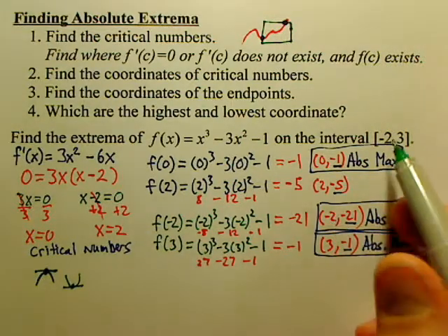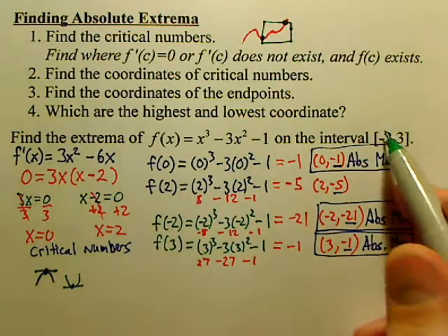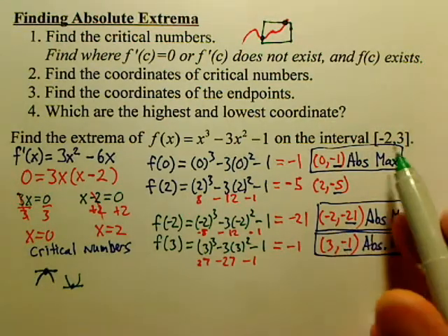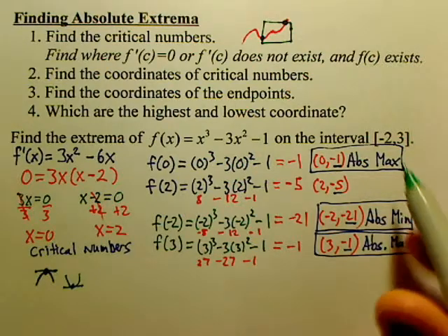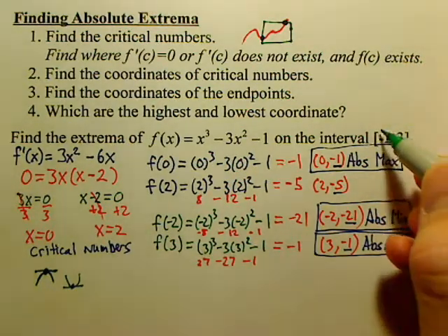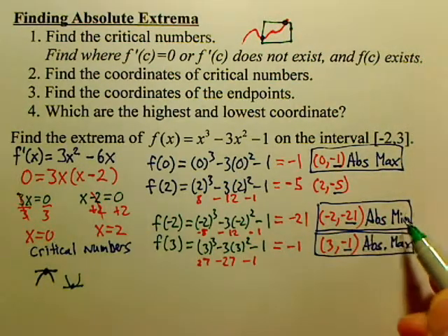Actually, I said that wrong. At -2, I pointed the wrong one. At -2, what is it? It's the absolute min. So if this was an open interval, guess what? At -2, there would be no absolute min at all. If -2 is not part of the interval, you would have no absolute min.